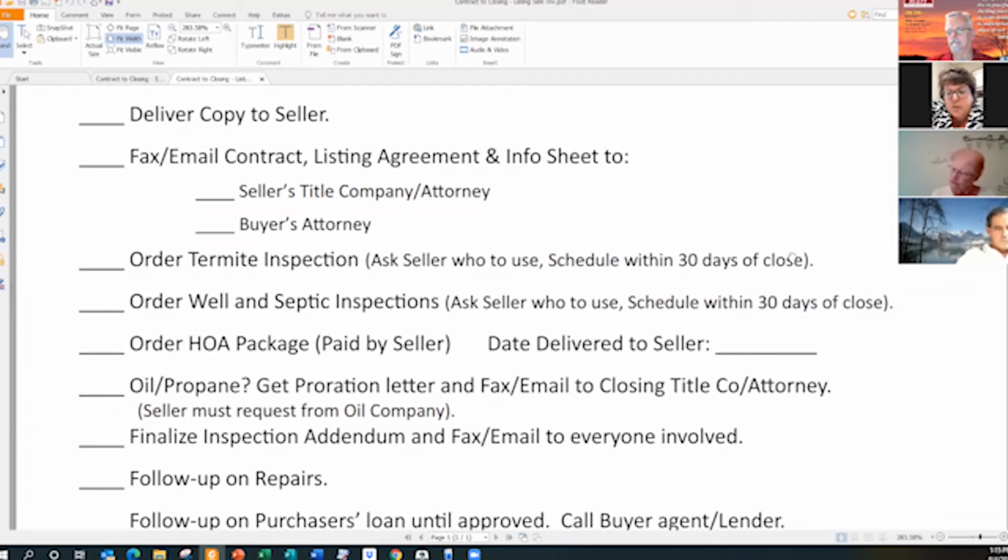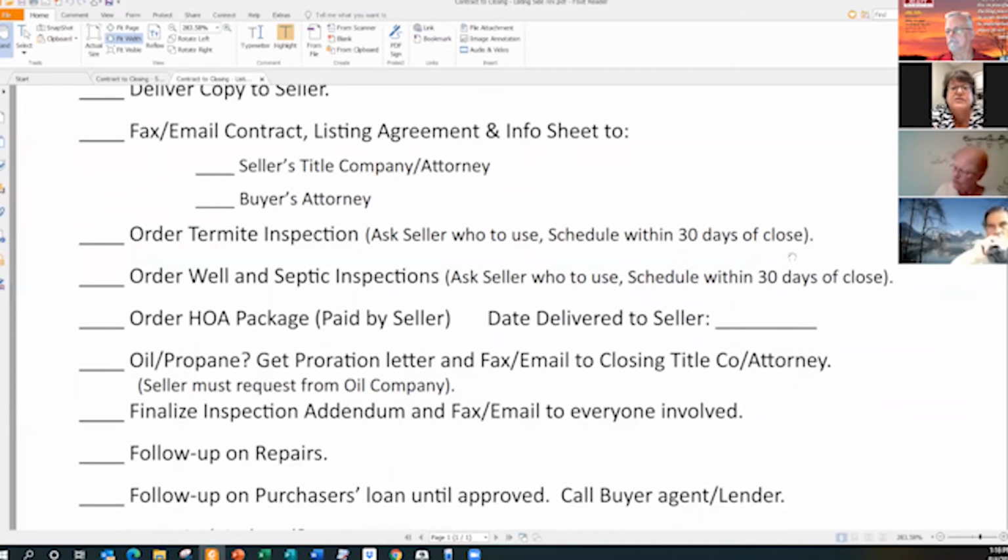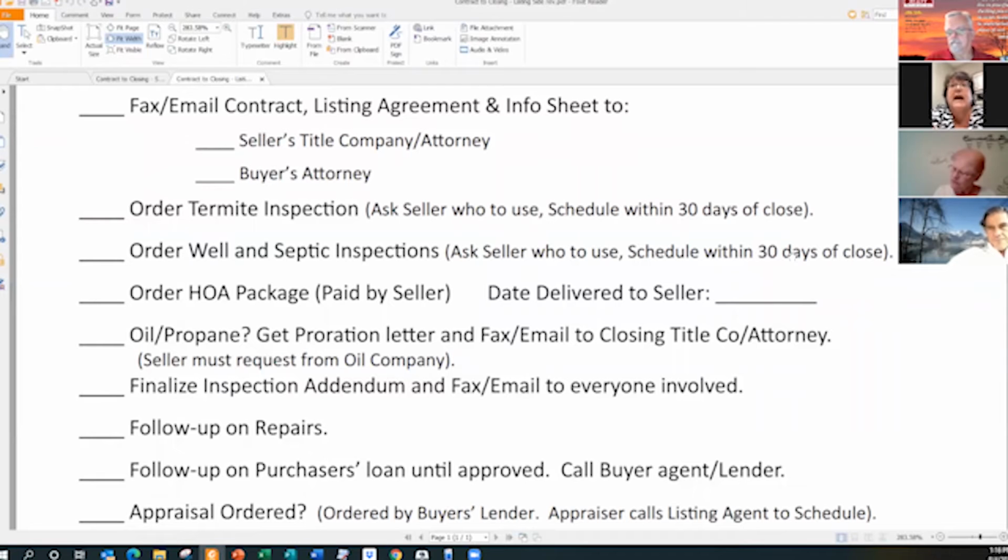If there's an HOA package, you and the seller are responsible for getting that ordered and delivered. That in and of itself can sometimes be a process. It totally depends on the HOA, who's managing it. A lot of the bigger ones like Community Group and some of those have a website that you go to, you create an account, and you, the agent, can place the order and you put on there that you want it paid for at closing. And all those invoices are sent to the closing attorneys.